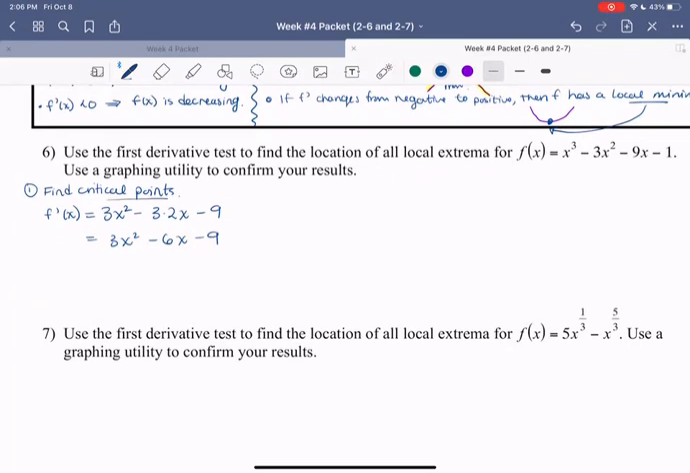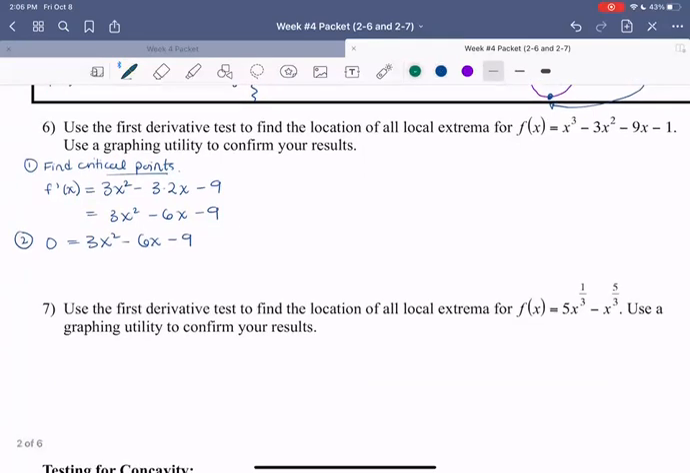So is our derivative ever undefined? Nope, we just have a nice looking polynomial here. So then step 2, maybe in finding those critical points, is, well, we need to set our derivative f prime equal to 0. So to solve for x right away, we can see if we divide both sides by 3, then that becomes 0 is equal to x squared minus 2x minus 9.